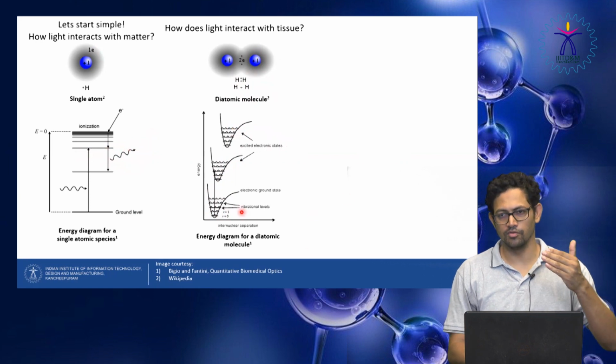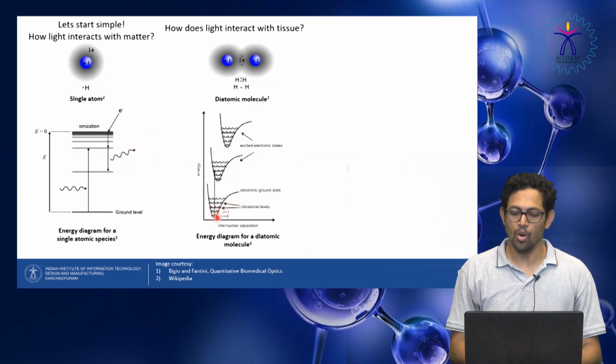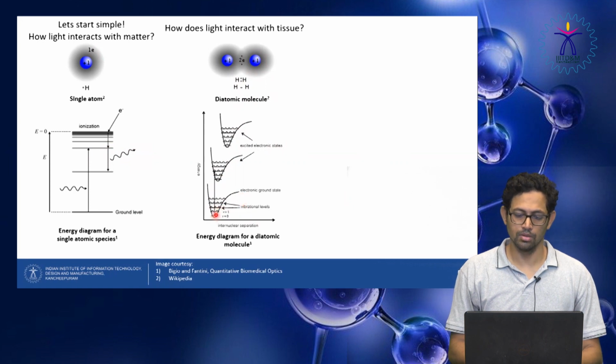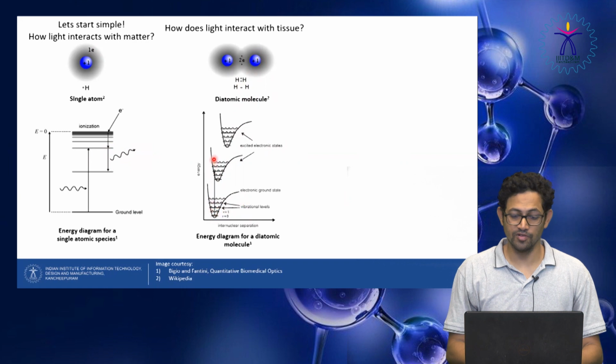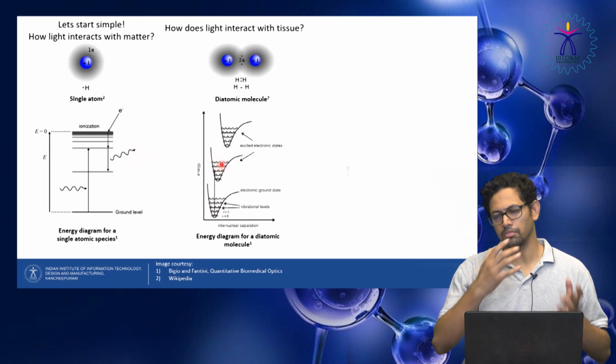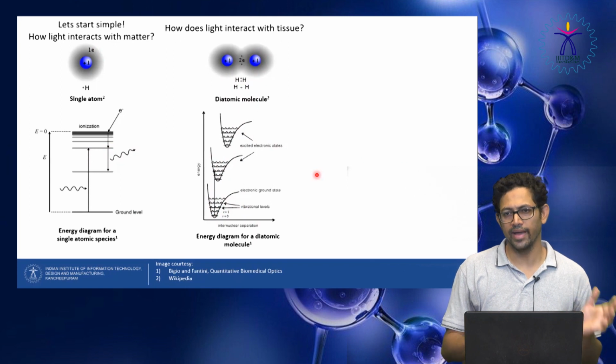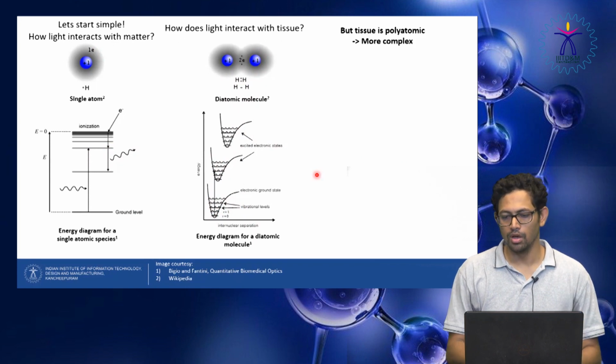So now if we shine a single photon, the electron from a ground vibrational level of the ground electronic state moves to the first electronic state, right? And then after some time it could actually come down to its ground state. This is how it actually happens. So this is the case when we talk about a diatomic molecule. Now we go ahead and move from a diatomic molecule to a more complex molecule, right? So what happens in this?